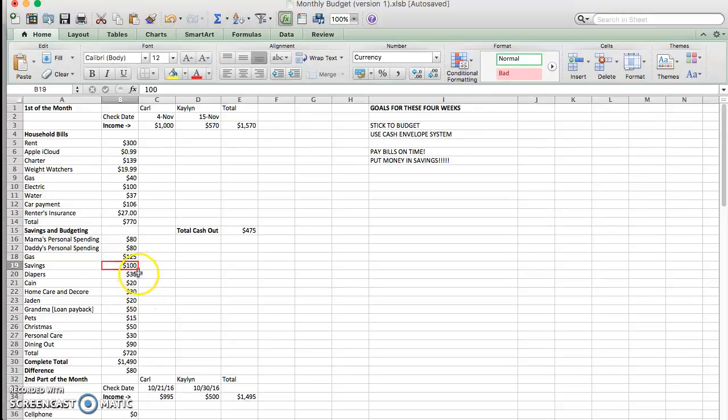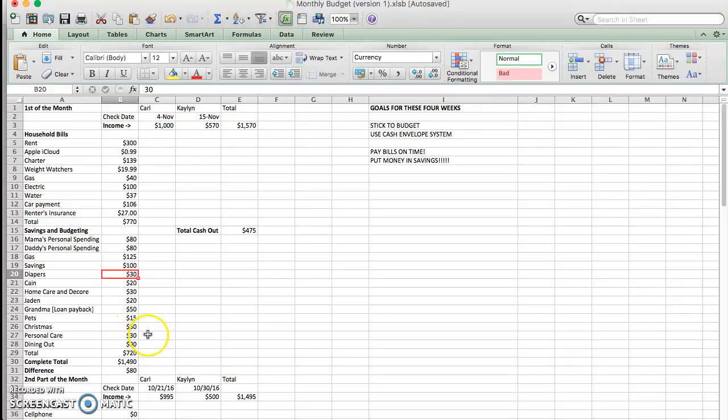Savings, I have $100 going into savings with these 2 weeks. For the first part of the month, we have a lot more in household bills than we do at the second part of the month. So the first part is always more bill heavy, and the second part is more savings heavy. So I have $30 for diapers, $20 for my son, $30 for home care and decor, which would be like candles or toilet bowl cleaner, Clorox wipes, things like that. I have $20 for my daughter. I do have a loan through my grandma, so I pay her back $50 every 2 weeks.